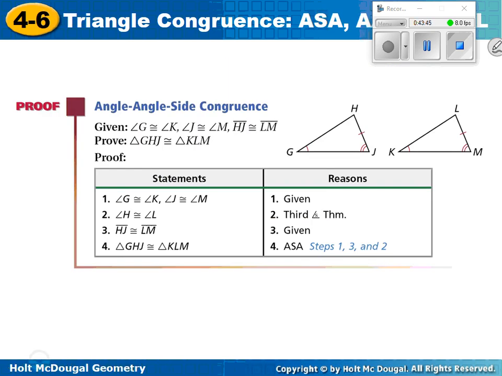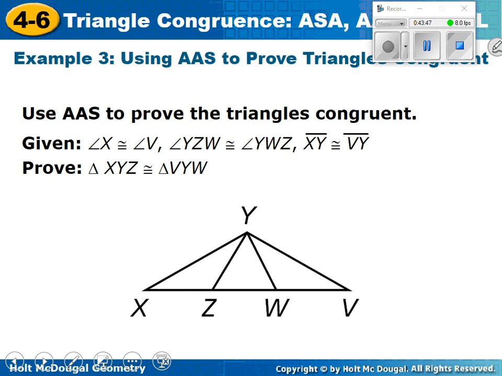And this I'm just going to skip. That's just a proof of that theorem. So now we're going to hit a proof. Okay. So now we're going to try a proof using angle, angle, side. So did I give you a statement and reasons box? No, draw it in that blank box to the side.